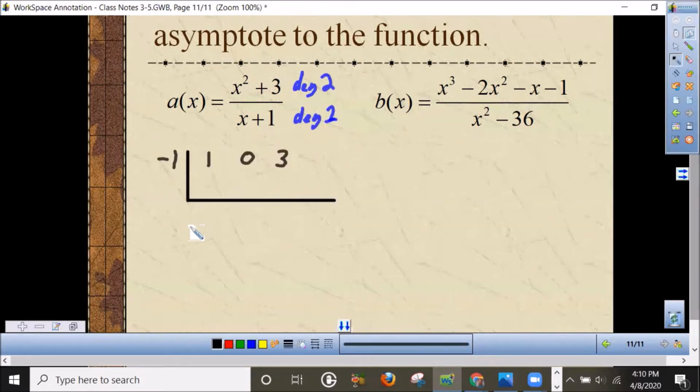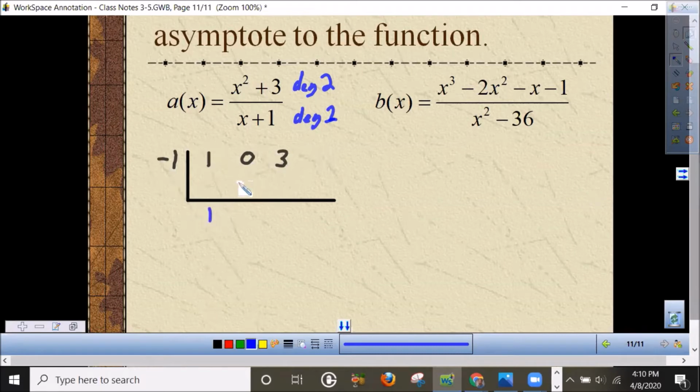So I'll set this up as synthetic division. Since we're dividing by x plus 1, we put a -1 outside this little framework, and then the coefficients of x squared plus 3 are 1 for the x squared, a 0 placeholder for the x, and a 3 for the constant. So when we do our process of synthetic division, we add: 1 plus nothing is 1, -1 times 1 is -1. 0 minus 1 is -1. -1 times -1 is +1. And our remainder turns out to be 4.